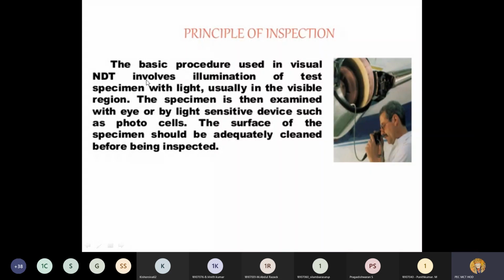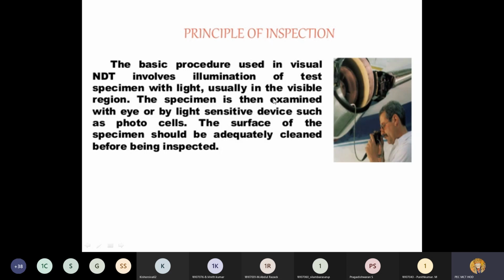ஸோ விஷுவல் இன்ஸ்பெக்ஷன் இஸ் ஆல்சோ known as a human inspection, naked eye inspection. ஸோ இதில் பார்த்தீங்கன்னா இது ஒரு வகையான என்டிடி மெத்தட்ஸ். ப்ரிலிமினரி என்டிடி டெக்னிக் மெத்தட். ப்ரிலிமினரி ஃபஸ்ட்டு ஸ்டேஜ், என்டிடியுடைய ஃபஸ்ட்டு ஸ்டேஜில் இருக்குது. ஸோ இன்வால்வ்ஸ் illumination ஆஃப் டெஸ்ட் ஸ்பெசிமென் வித் லைட், யூஸ்வலி இன் தி விசிபிள் ரீஜியன்.